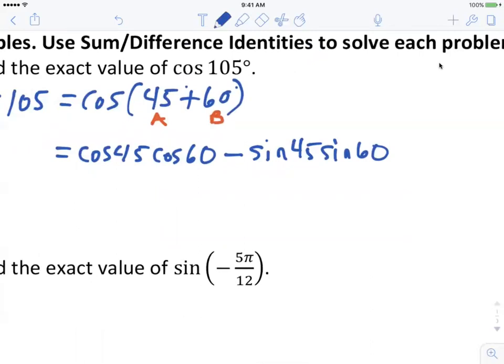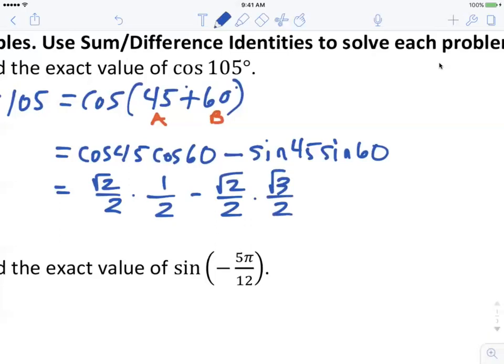Now you might have those memorized. Cosine of 45 is root 2 over 2, or look them up on your unit circle. Cosine of 60 is a half. Sine of 45 is root 2 over 2. And sine of 60 is root 3 over 2. And then from here on out, it's just cleaning this up algebraically.